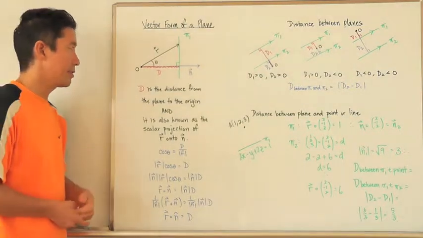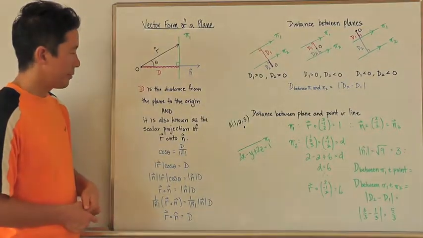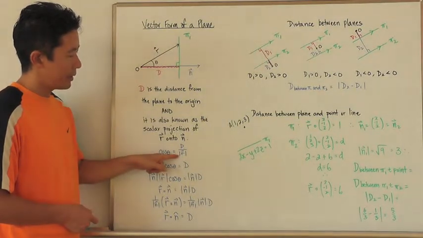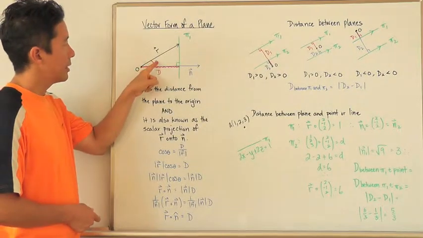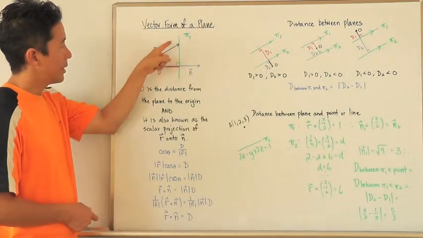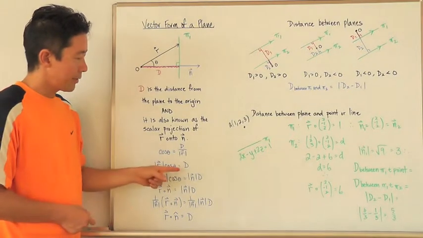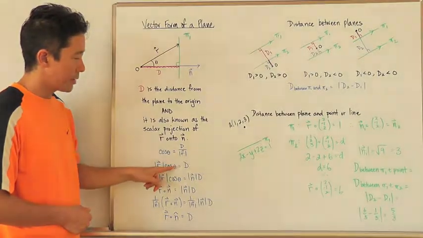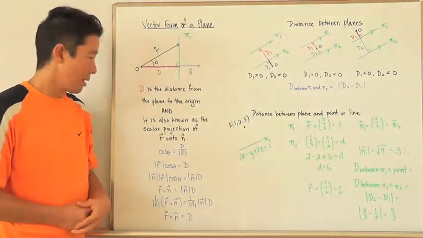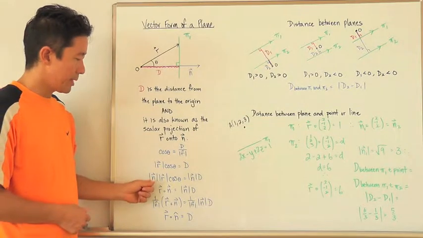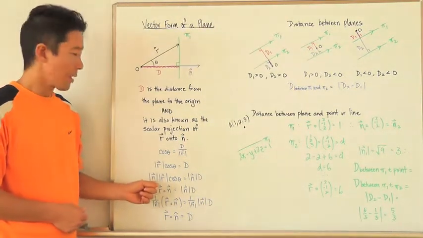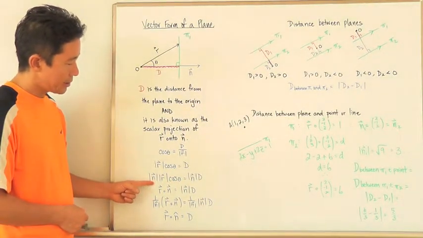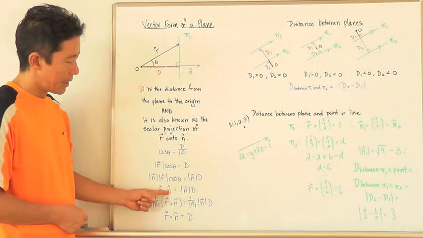Now, it's very simple for us to derive the vector form of a plane. Because we know that the cosine of theta is this capital D divided by the magnitude of r. If I multiply both sides by the magnitude of r, I come up with the magnitude of r times cosine theta is equal to capital D. Now I'm going to multiply both sides by the magnitude of the normal vector. If I do that, notice that I come up with something very familiar: r dot n.